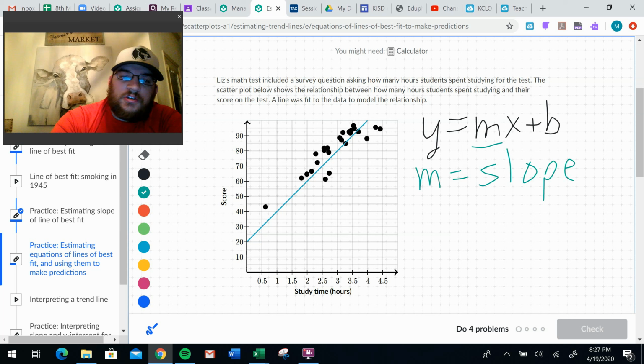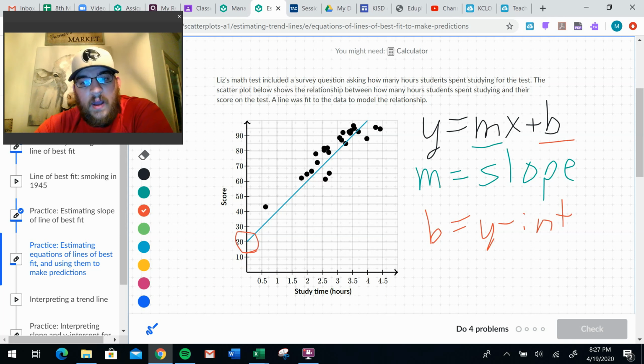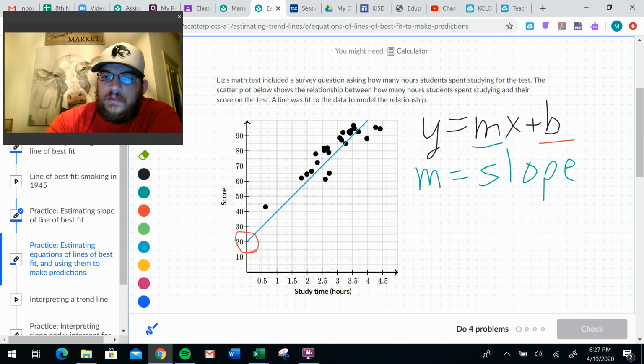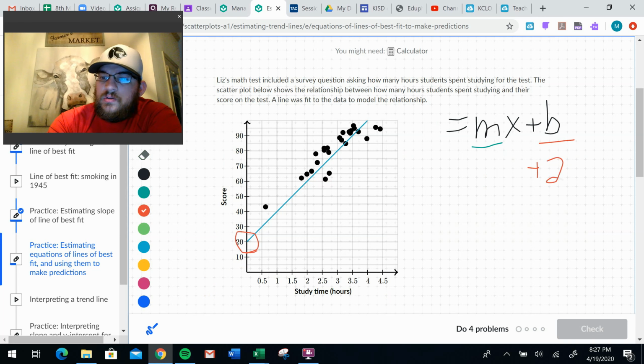change in y divided by your change in x. And b stands for your y-intercept, where the line crosses the y-axis. So looking at this line that we're given right here, we're going to cross the y-axis right here at 20. So my y-intercept, my value for b, should be 20.